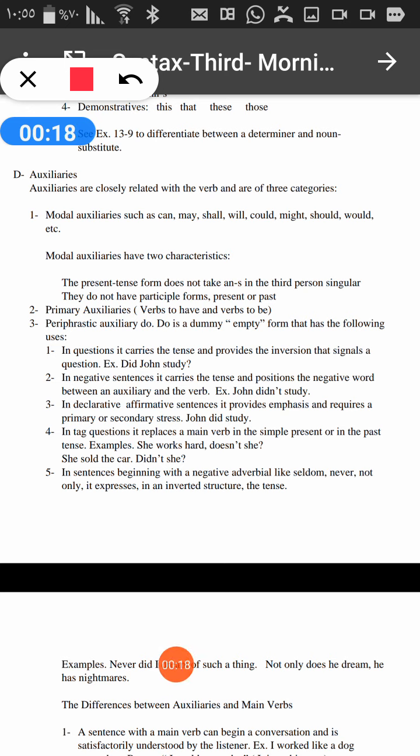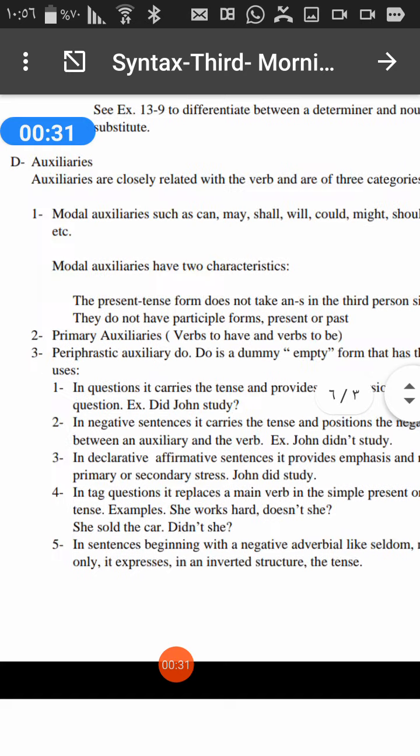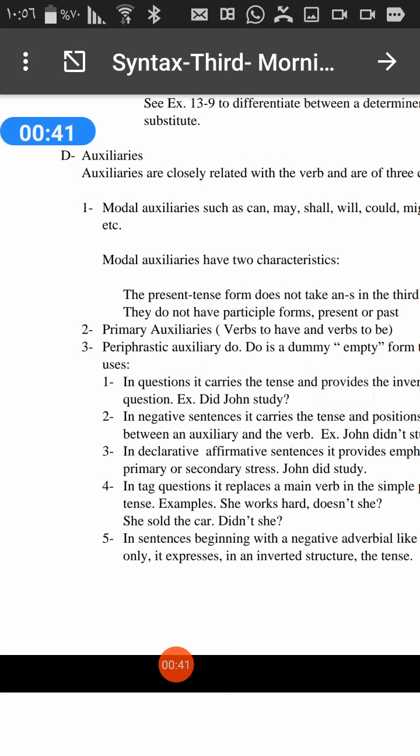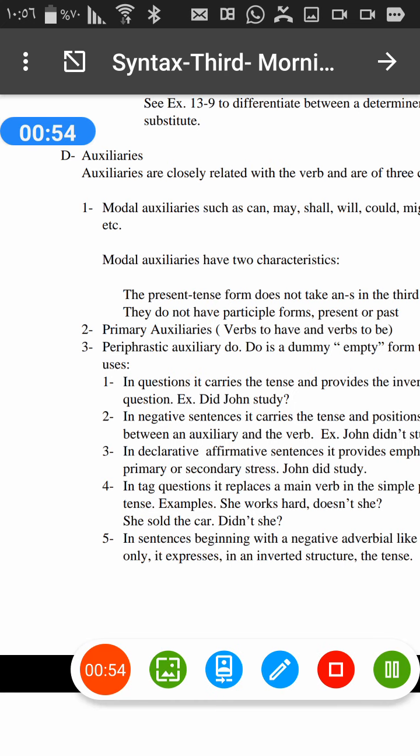Now we talk about section D, which is titled auxiliaries, الأفعال المساعدة. What are auxiliaries? ما هي الأفعال المساعدة؟ Auxiliaries are closely related with the verb and are of three categories. The auxiliaries are those verbs which are used with the main verbs. For example, he is playing, he is reading, she is reading. All these are auxiliaries. Now we come to the types of auxiliaries.